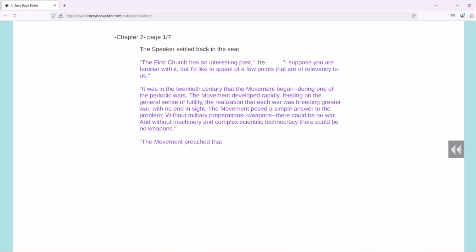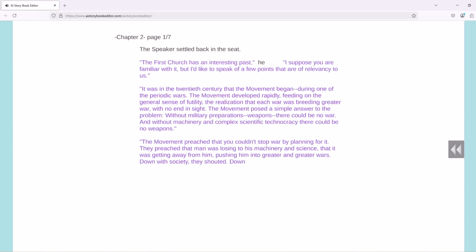The movement preached that you couldn't stop war by planning for it. They preached that man was losing to his machinery and science, that it was getting away from him, pushing him into greater and greater wars. 'Down with society,' they shouted. 'Down with factories and science.' A few more wars, and there wouldn't be much left of the world.